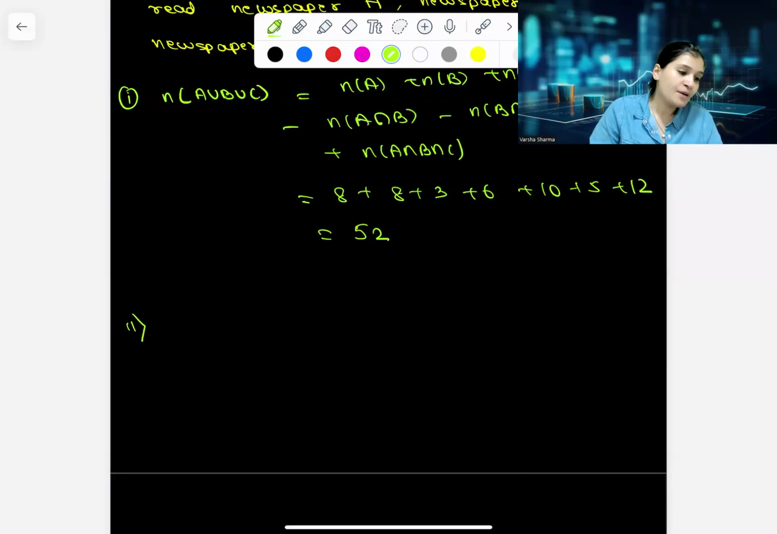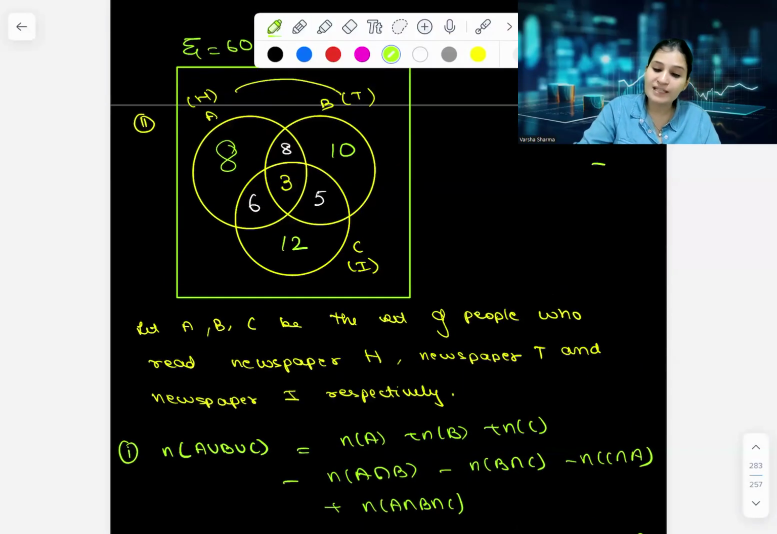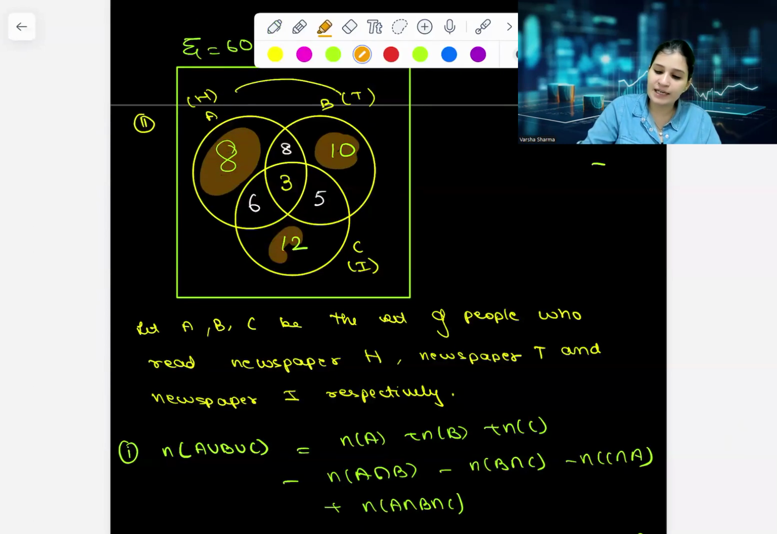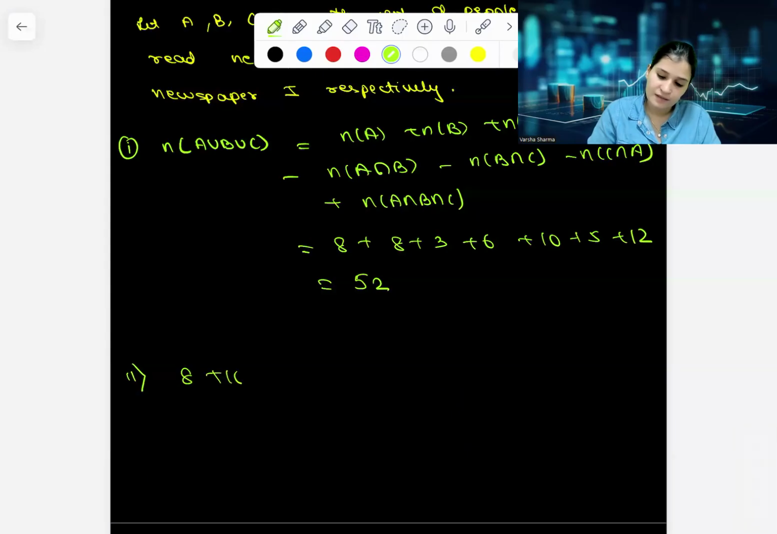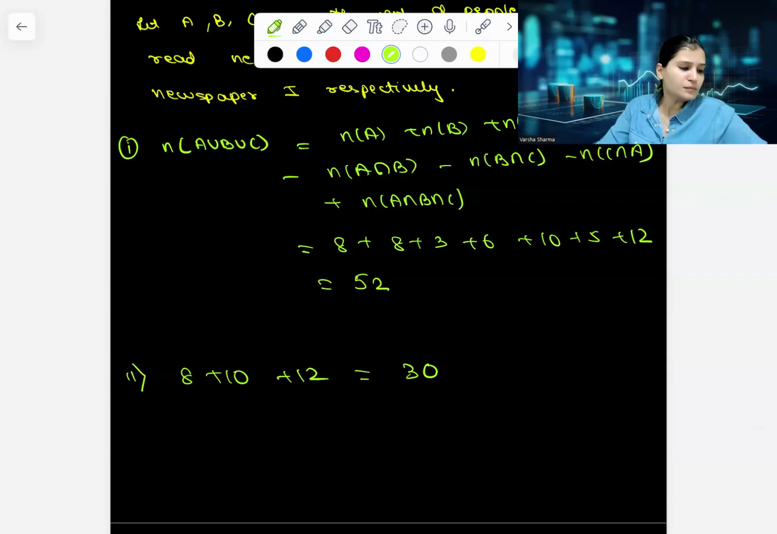Second, number of people who read exactly one newspaper. So which portion was exactly one? Exactly A, exactly B, and exactly C. So it will be 8 plus 10 plus 12, 30. Understood, guys?